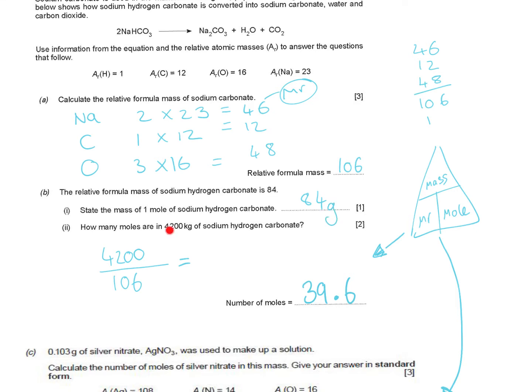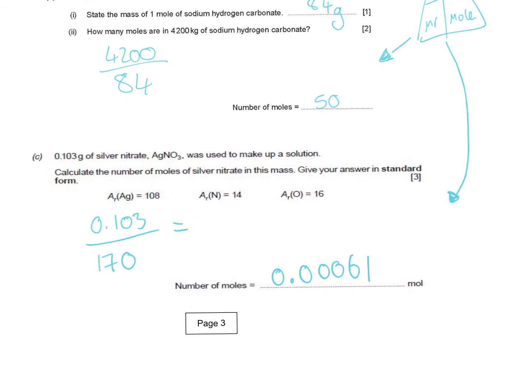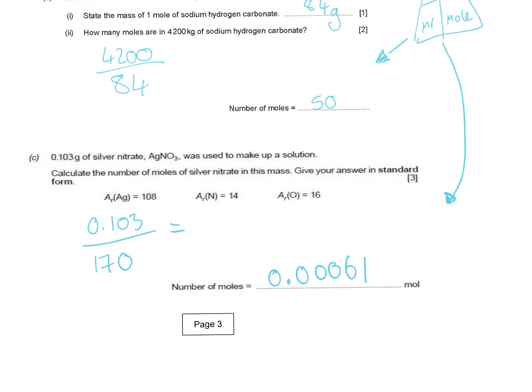Then it says how many moles are in 4,200 kg of sodium hydrogen carbonate. So you're doing the mass divided by the Mr, which is 84 in this case, which would give you 50 moles, okay? Same kind of thing then happening down here. This was 3 marks. First off, they gave you the mass, which was 0.0, okay?